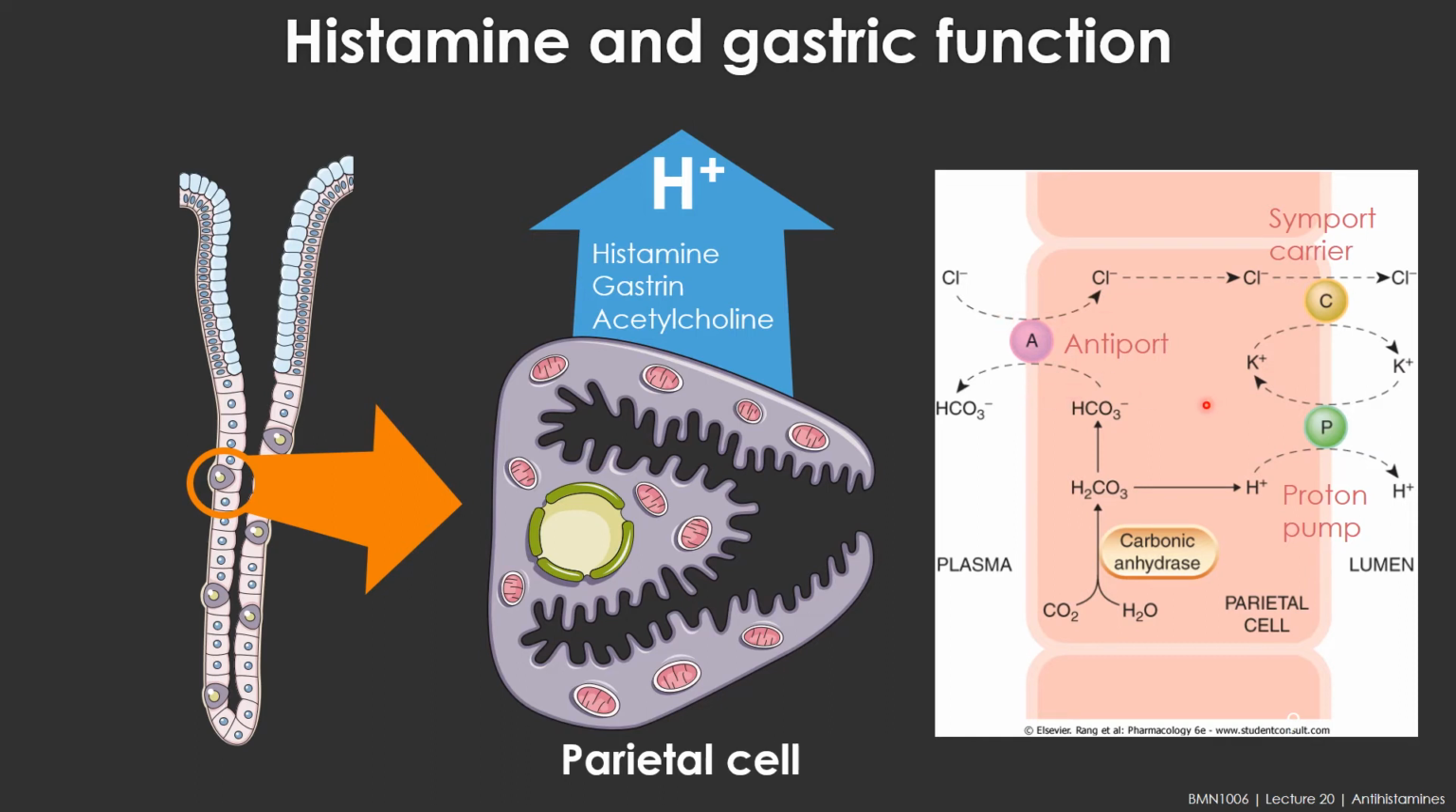And with that, you have the chloride ions, which can be secreted into the lumen by the symporter carrier. It is known as a symporter carrier because it transports two different substances in the same direction, which in this case are both the chloride ions and the potassium ions.